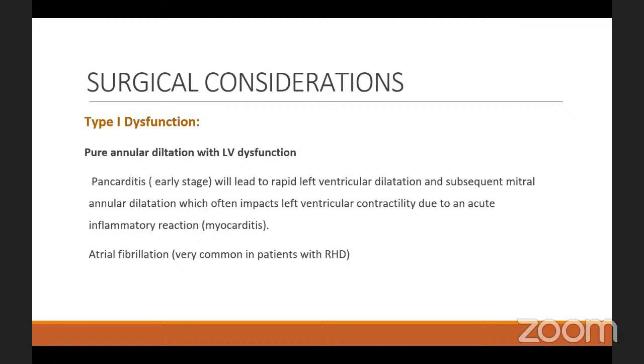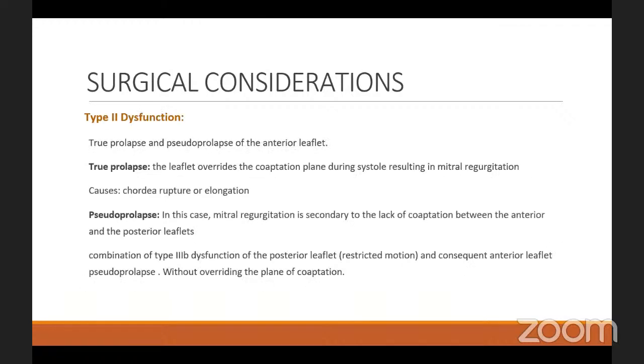So for the pathophysiology, we have three types of dysfunction in rheumatic mitral disease. Type 1 dysfunction, we have a pure annular dilatation with LV dysfunction that is caused by pancarditis and ventricular dilatation due to myocarditis, and this will lead to atrial fibrillation. The other pathological consequence of the mitral disease is type 2 dysfunction, where we have either a true prolapse or a pseudo prolapse. In the true prolapse, the leaflet overrides the coaptation plane during systole, resulting in mitral regurgitation, and the pseudo prolapse is secondary to lack of coaptation between the anterior and posterior leaflet without overriding the plane of coaptation.